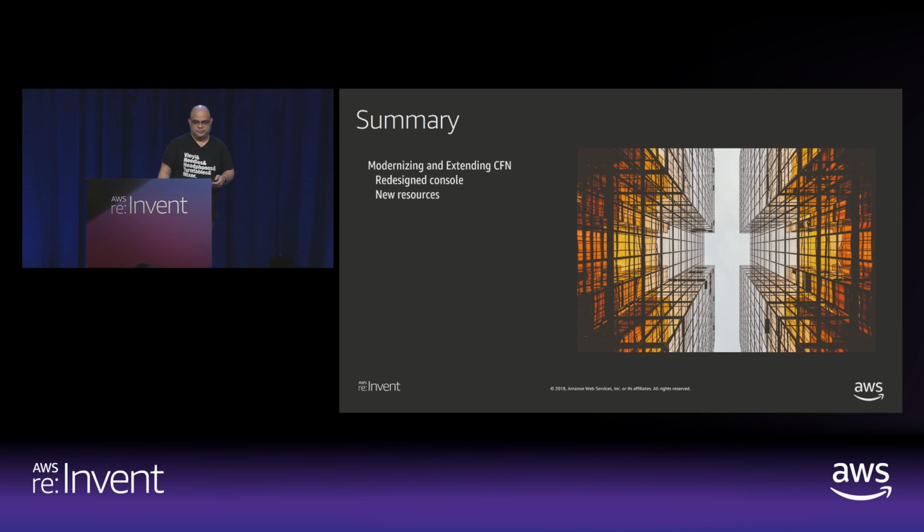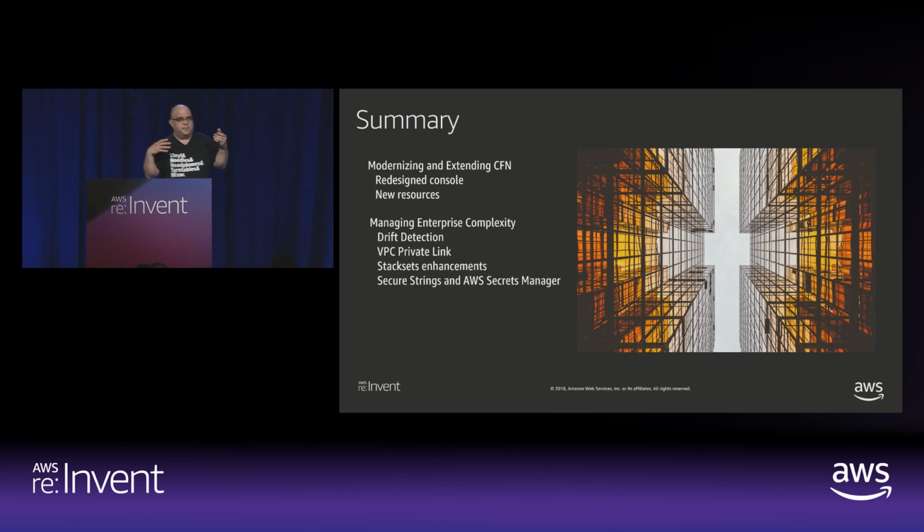So to summarize, we talked about the new console, new resource support, modernizing CloudFormation, making CloudFormation more useful for enterprise cases, although drift detection, you could argue, is useful for everybody, VPC PrivateLink. In my mind, StackSets enhancements, and probably there's so many StackSets use cases that people have still failed to realize or haven't discovered yet. How to handle secure strings, and improving developer productivity with macros, the linter, CDK, and community.